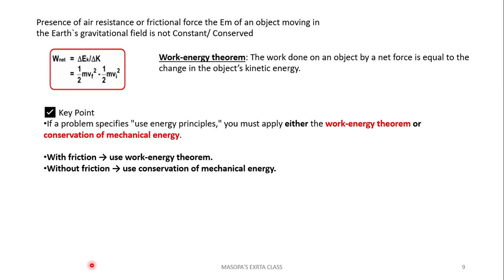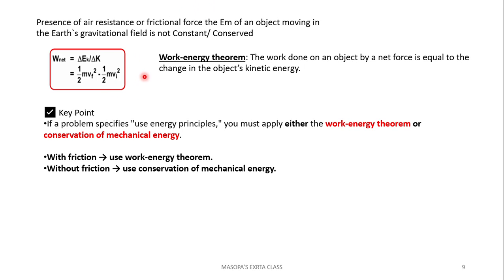Now let's look at when we have the presence of air resistance as well as frictional force, and also tension. Once you see those forces in your question, that means you're going to use work net is equal to the change in kinetic energy. Why are we using this? Because the Emech of the object is not conserved, so we cannot use Emech initial equals Emech final.